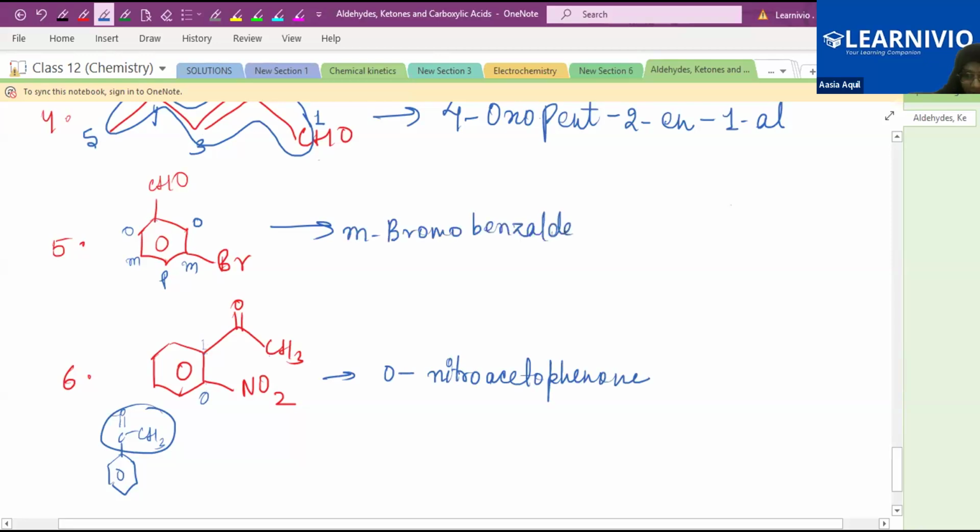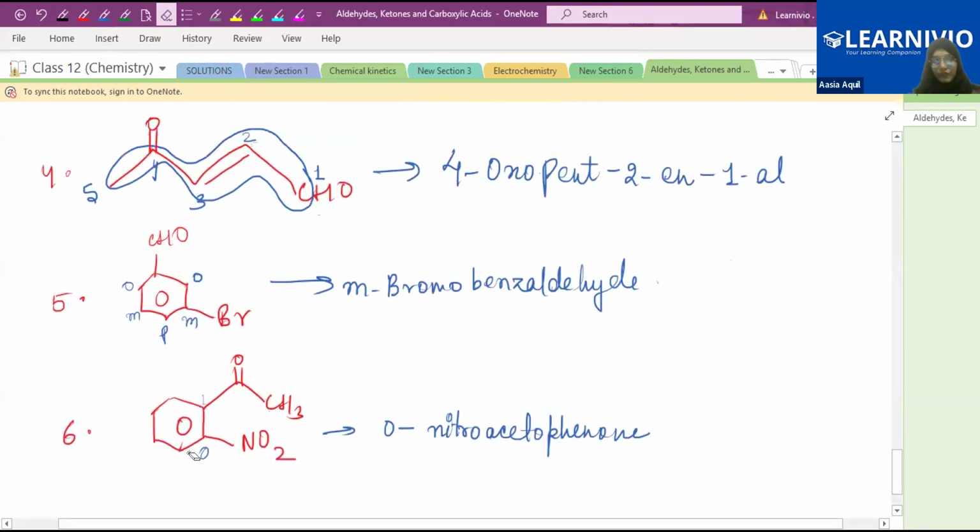Clear to everyone? Yes, ma'am. Okay, just quickly write it down, then we will start the methods of preparation. Just practice more questions on IUPAC. Now I think the basic things are clear to you. When you practice more questions, you will get to know how to write the name and what to use. So it's very simple. The nomenclature part you can do.